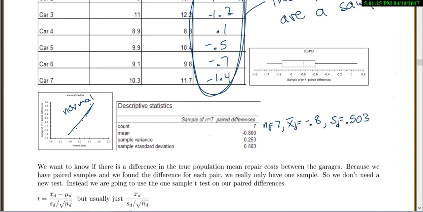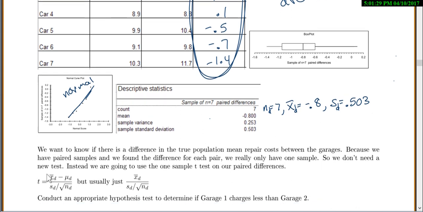So we don't need a new test, instead we'll just use our one sample t-test on our paired differences. So t equals x bar minus the mean over s over the square root of our sample size. Notice this is exactly the same as our normal t-test statistic. But we just put d's on to remind ourselves that it was for differences. Kind of pointless because it's, again, the exact same test. So this really isn't anything too new for this test.